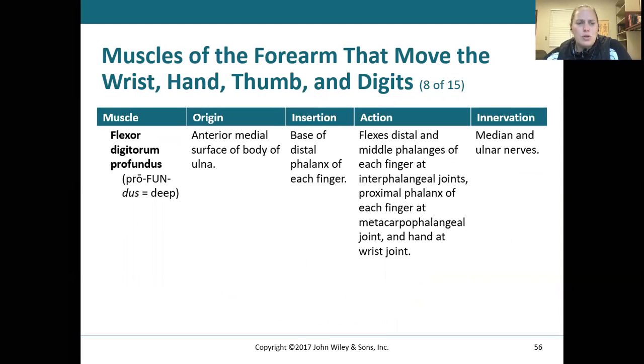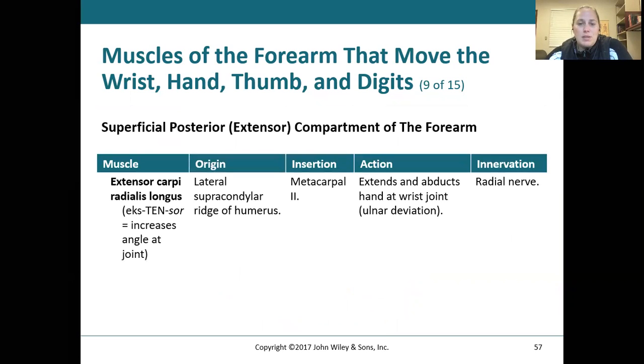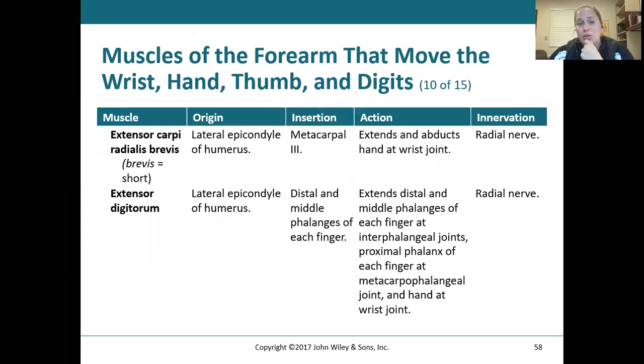Flexor digitorum profundus, the origin is the anterior medial surface of the body of the ulna. Base of the distal phalanx of each finger flexes the distal and middle phalanges of each finger at the interphalangeal joints, proximal phalanx of each finger at the metacarpophalangeal joint, and the hand at the wrist joint, and its innervation is the median and ulnar nerves. Extensor carpi radialis longus, the lateral supracondylar ridge of the humerus. Metacarpal extends and abducts at the wrist joint, and then its innervation is the radial nerve.